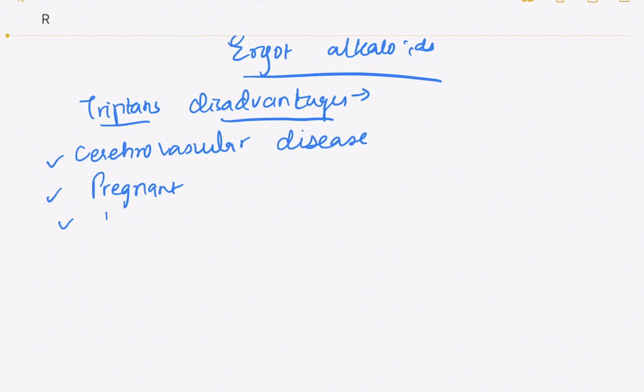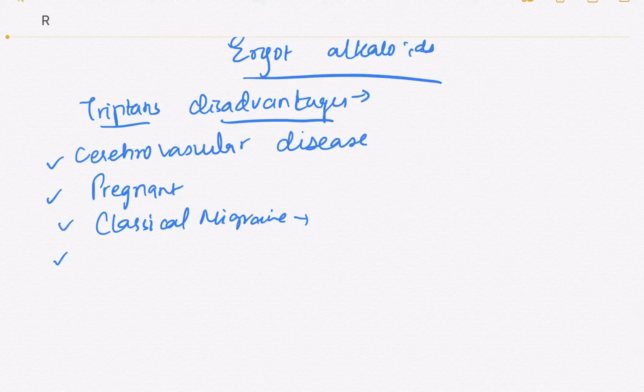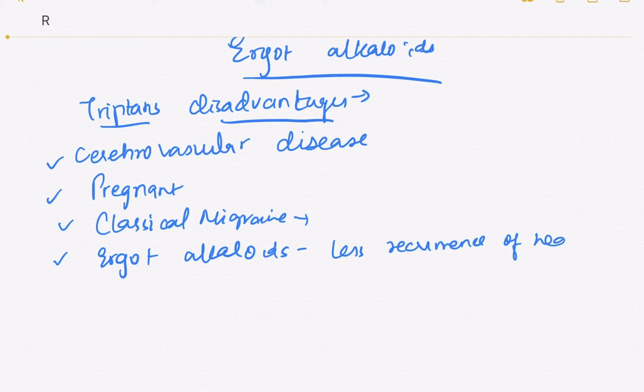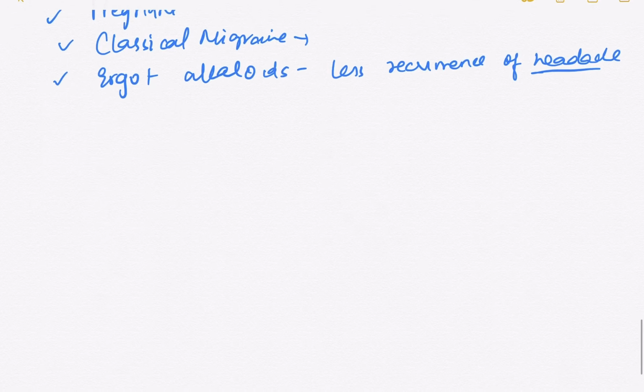Triptans are not effective in classical migraine, that is the migraine with aura. Okay, so remember, if a patient comes to you with migraine with aura, then don't give triptan. Okay, give ergot alkaloids. Okay, and also if one triptan is not effective, you can give another triptan. Okay, and also with ergot alkaloids there is less recurrence of headache. Okay, so these are the points that you need to remember.